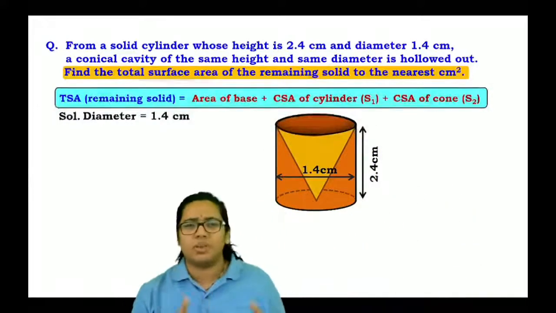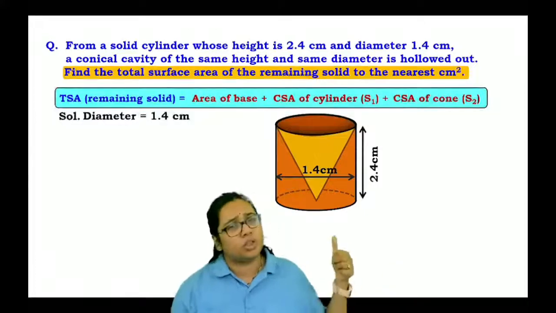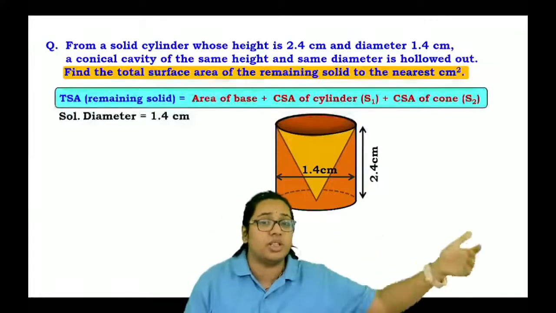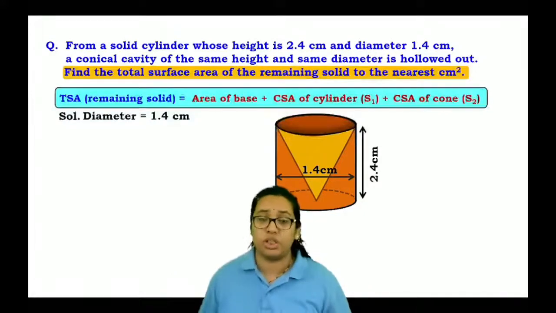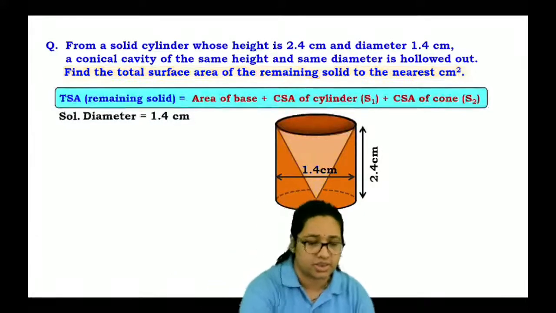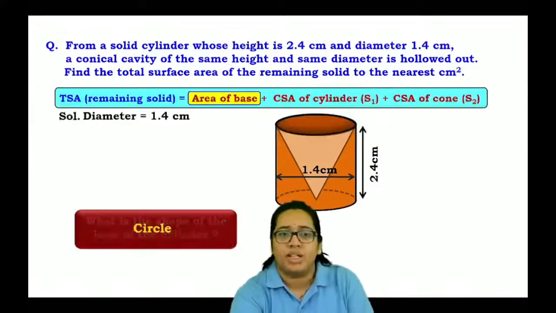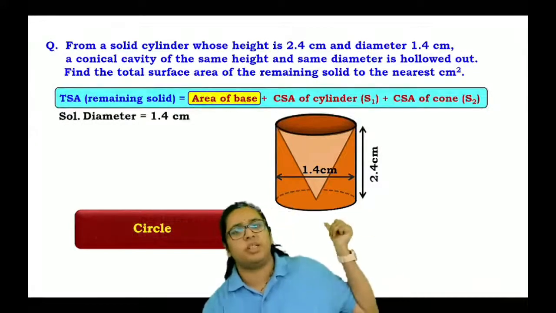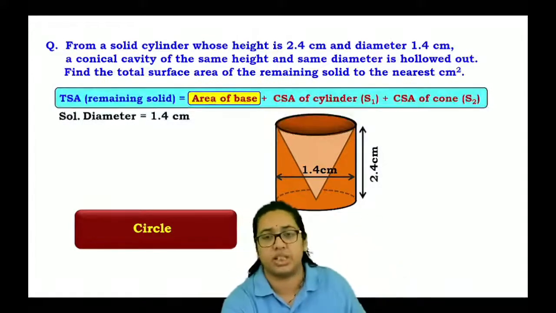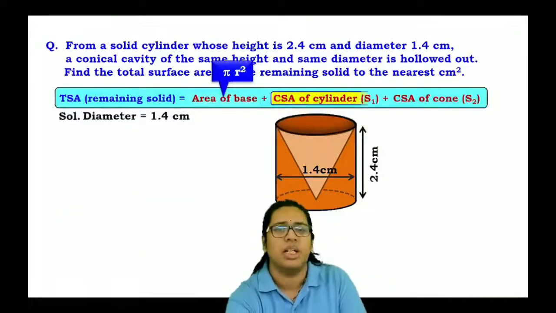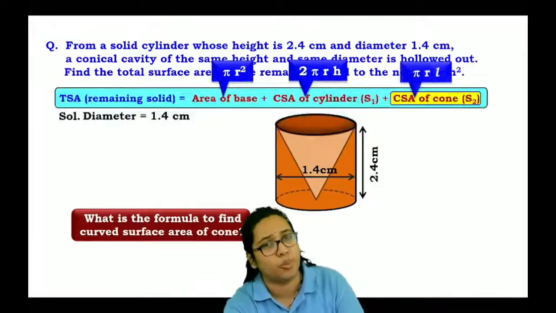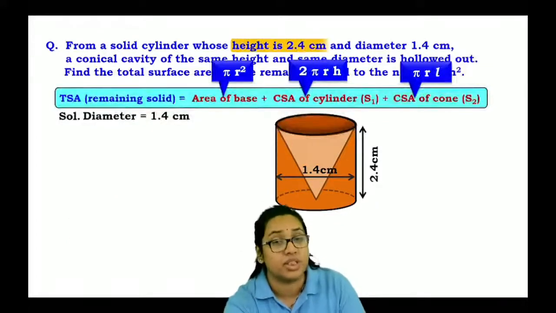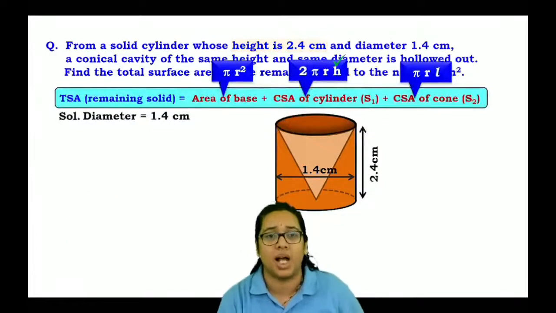Once this is clear to you, what you actually have to find out, then the question will be very easy for you, because you already know what will be the curved surface area for the cylinder, what will be the curved surface area for the cone, and all the cases. See, area of the base is nothing but a circle, so the area of a circle is pi r square. We have done this many times: curved surface area for the cylinder will be 2 pi r h and curved surface area for the cone will be pi r l.